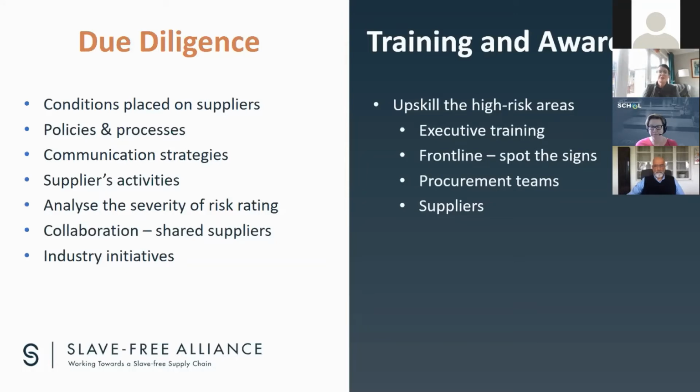On the ground, spot the signs and indicator training: those closest to it, provide them with the skills to identify it. Procurement training: are your purchasing practices creating unintended consequences in the supply chain? How to switch buyers on to ask the right questions when sourcing and let them understand what impact is deriving from their decisions and actions. And supplier awareness: bring them on the journey too. Help them to understand your commitment, make it simple, engaging, inspiring, and partner with you on the journey that you want to take. And that's me.